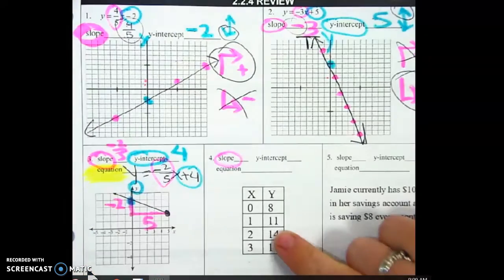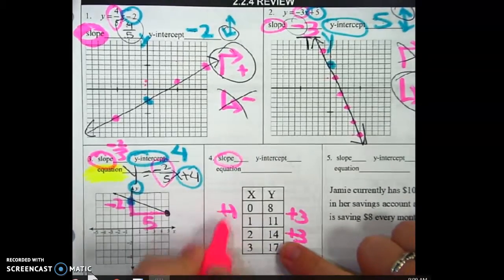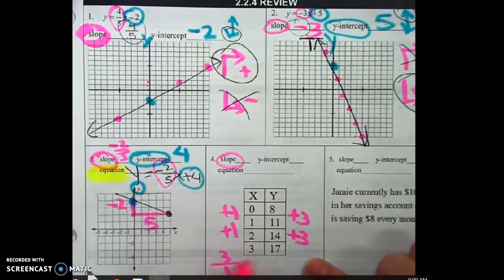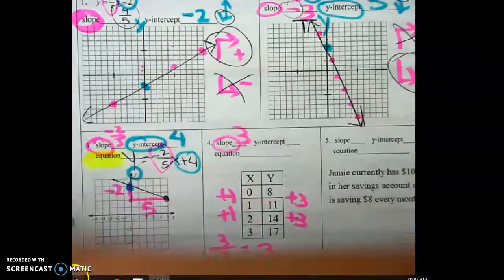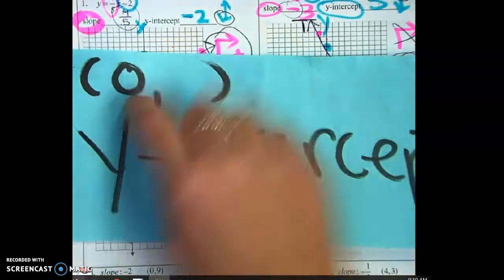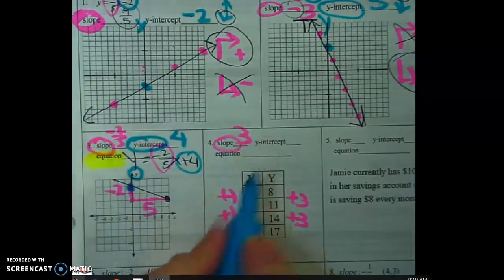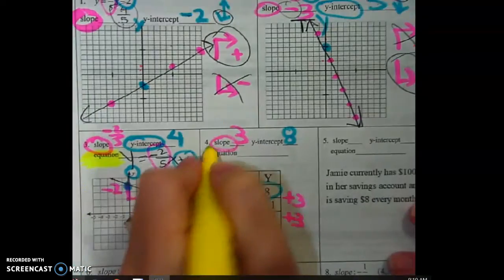This time I have a table. So I'm going to go +3 plus 3 plus 1 plus 1. 3/1 is 3. My y-intercept is the one with the 0. So I find the one with the 0. Boom, that's 8. Now I can do my equation.